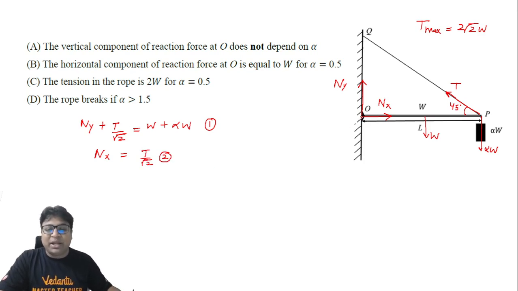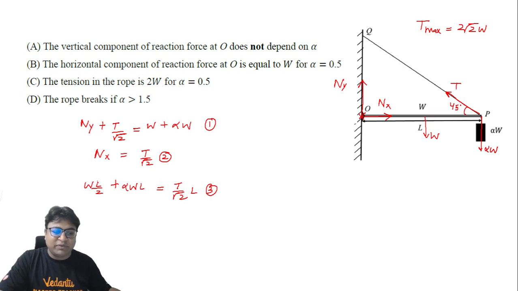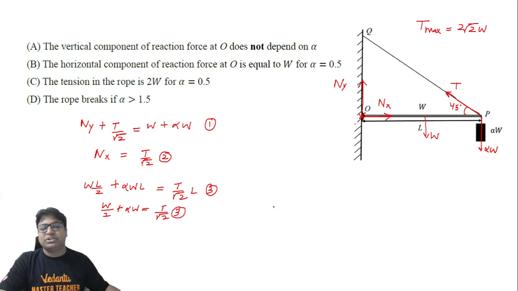And now going by torque balance at the point O, we should write W into L by 2, that's the clockwise torque due to W, plus alpha W into L. This is equal to T by root 2 into L. So this becomes equation number 3. I can further modify equation number 3 by cancelling out L. So we will get W by 2 plus alpha W is equal to T by root 2. This is another version of equation number 3.